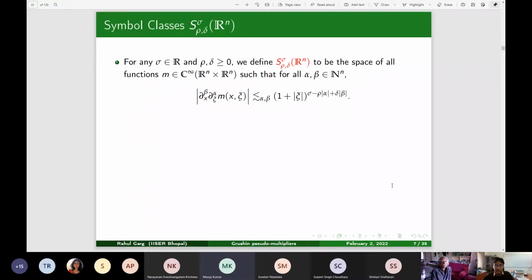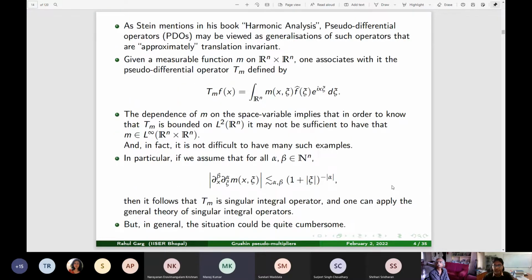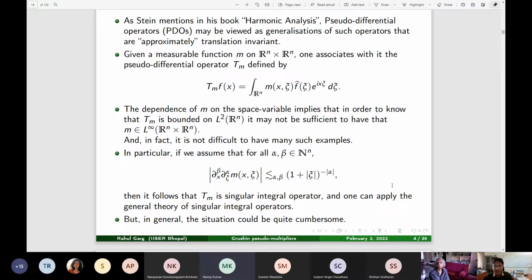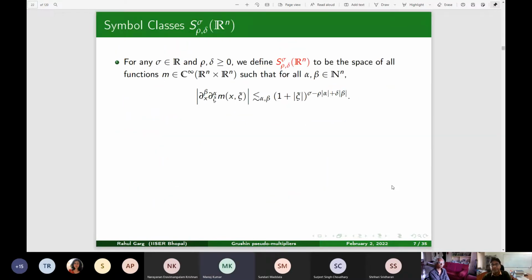All right. So this suggests we look for symbol classes of a more general type. What I defined back here was a condition where I was taking a derivative, and for each alpha derivative, xi derivative, I was putting a condition which was saying a minus 1 every time. More generally, these are the symbol classes that one looks for. Given a sigma, rho and delta, one looks for a condition of this type: each time you take an x derivative and xi derivative, you give decay, not necessarily one full decay, but rho times.